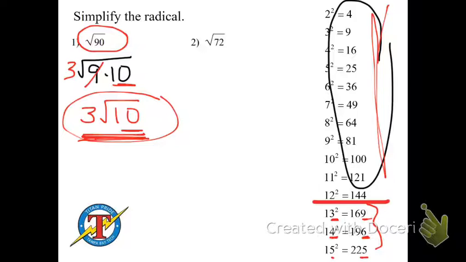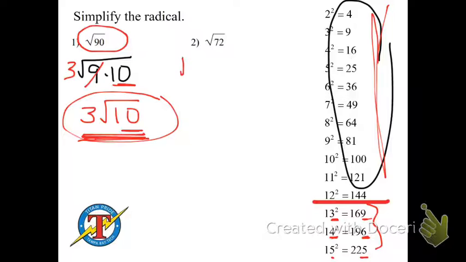Why do we do it? Well, because you can do more stuff with it later on. All right, next example, 72. Well, you might think 9 times 8, okay? I'm going to show you in a minute, though, that that's not your best choice. It works, but it'll take you longer.